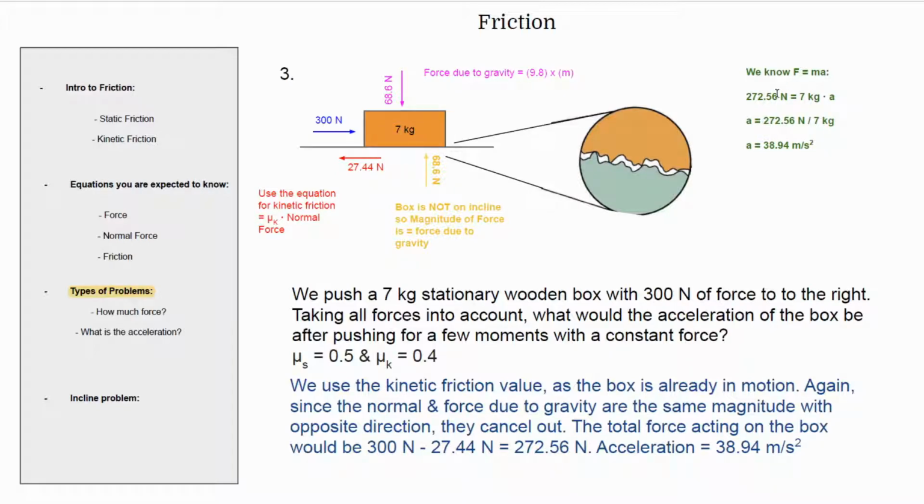We plug in the force, which is 272.56 newtons, set that equal to the mass of the box, which is 7 kilograms, times the acceleration. And then we just solve for acceleration, and in this case we get 38.94 meters per second squared. Now, this is not realistic whatsoever. However, this is the correct response for this question.